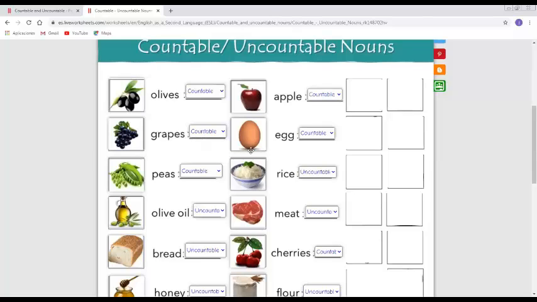And finally, what about egg? Egg is a singular, okay? A singular noun. So you have to use there is. There is an egg.